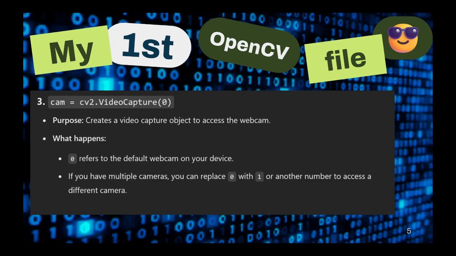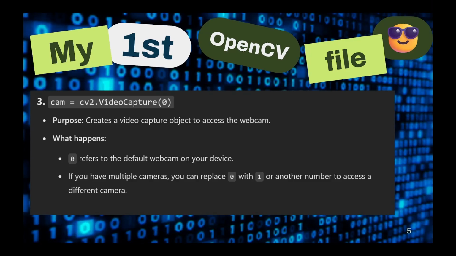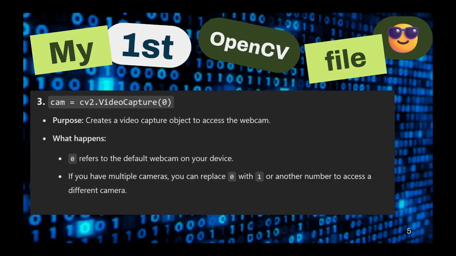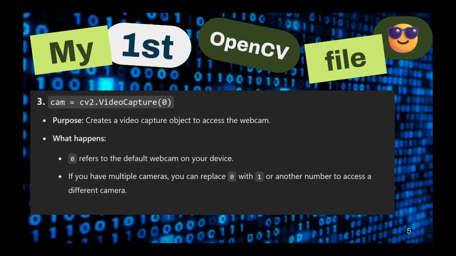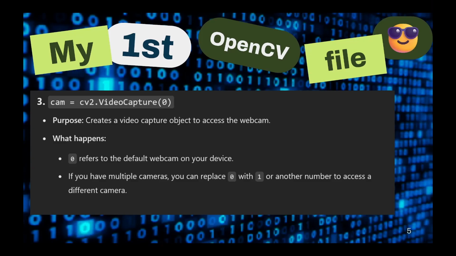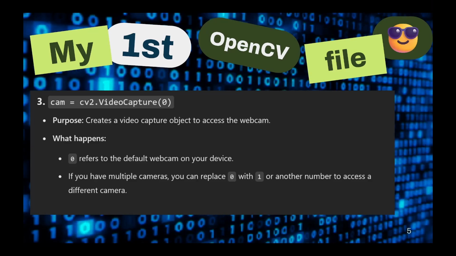The next thing we're going to do is create an object. So cam is a variable and it's going to be set to cv2.VideoCapture with a 0. And so 0 refers to the default webcam on your laptop, or your device. In my case, I'm using a laptop, and what I found was 0 is the default webcam. It worked for me, so I was able to use my webcam.